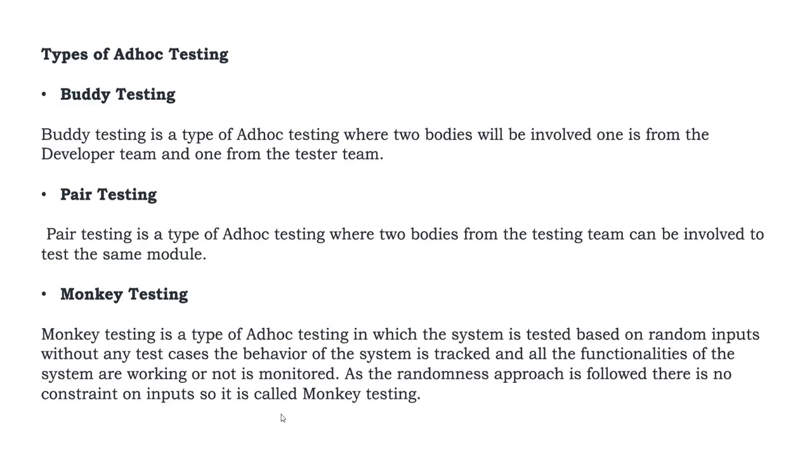So here there are three different types: buddy testing, pair testing, and monkey testing. I hope you got the idea of what ad hoc testing is, and we will understand it better when we test. These are the categories. It is like random testing, you can say.